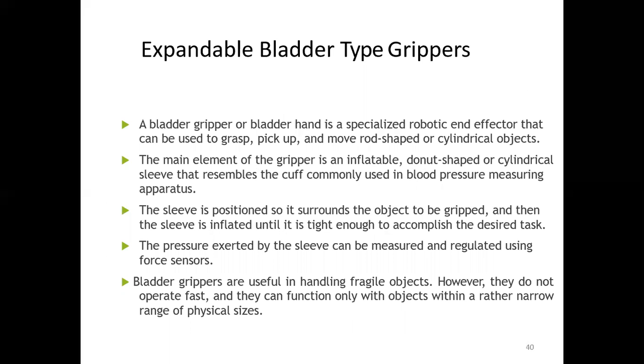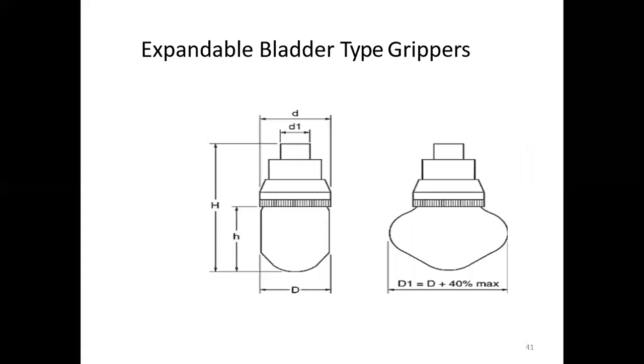So, expandable bladder type grippers. The bladder gripper or bladder hand is a specialized robotic end effector that can be used to grasp, pick up, and move rod shaped or cylindrical objects. The pressure exerted by the sleeve can be measured and regulated using the sensors. Using the expandable bladder, we can grip the objects using the internal gripper concept.